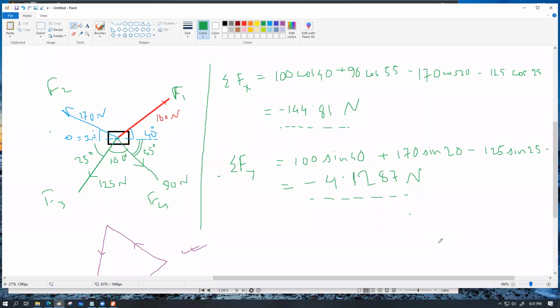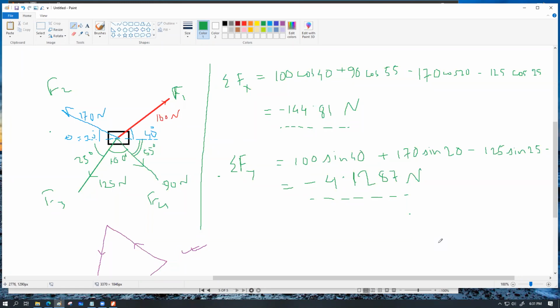Sine, cos, negative. Yeah, exactly. Horizontal component negative, minus, towards left. Vertical component negative, minus, downwards. And left towards downwards, altogether which direction will it be? Downward left. Downward left means third quadrant.